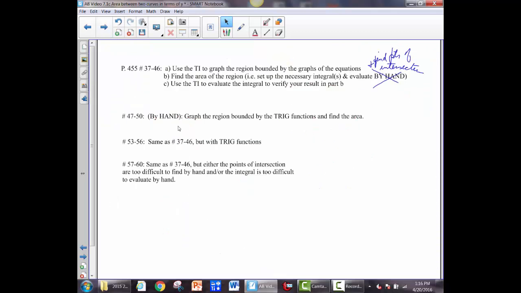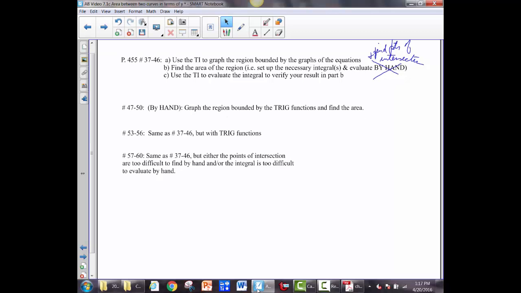Okay, 37 through 46, use the TI to graph the region bounded by the graphs of the equations, find the area of the region, set up the necessary integrals. Now, they say evaluate by hand. I would use the calculator. I would also use the calculator to find any points of intersection. Use the TI to evaluate the integral to verify the results. So, pause here for a second.